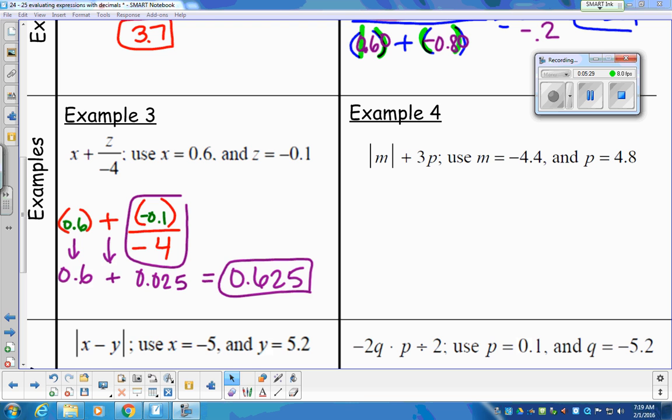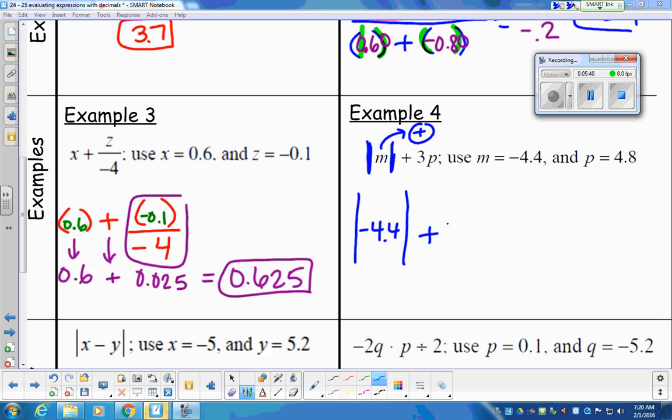Notice in example 4, we have these jail bar problems. I'm not going to use a parenthesis on this one because it is a jail bar. When it comes out, it's going to turn positive. So we have jail bar with a negative 4.4 on the inside, plus 3. Now there's my parenthesis. The parenthesis goes for the p-value, which is 4.8.